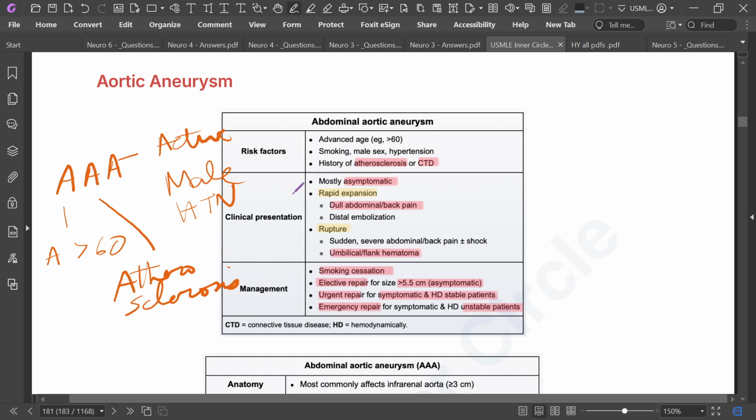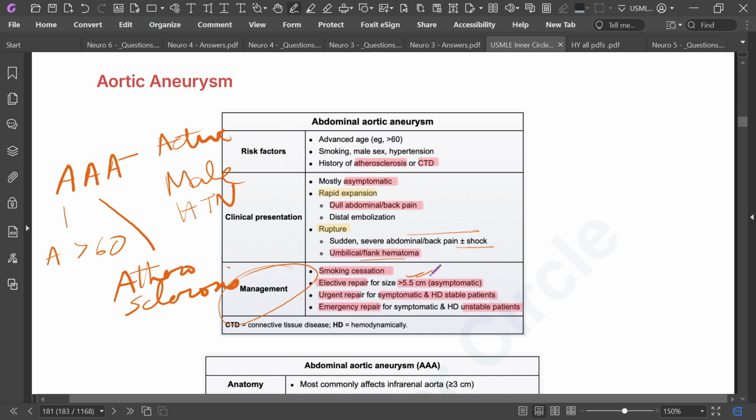Mostly asymptomatic; with rapid expansion, there will be dull abdominal or back pain. If there is rupture, sudden severe abdominal or back pain, shock, umbilical or flank hematoma. Management: smoking cessation is a very important factor. For an asymptomatic patient, elective repair if the size is more than 5.5.